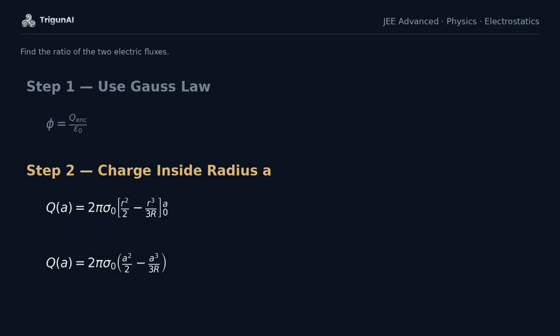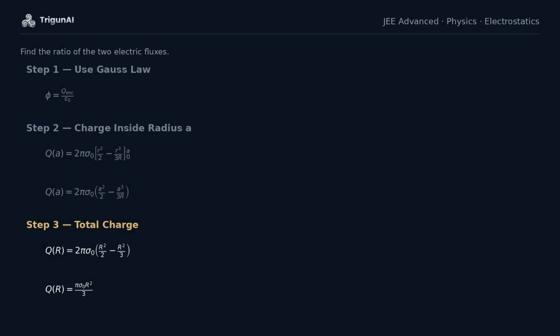Take a thin circular ring of radius r. Its area is proportional to 2 pi r dr, so after adding all rings up to radius a, we get this charge formula. The large sphere encloses the full disk, so put a equal to capital R. This gives the total charge on the disk.